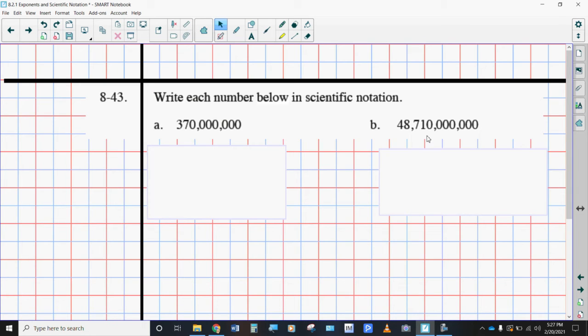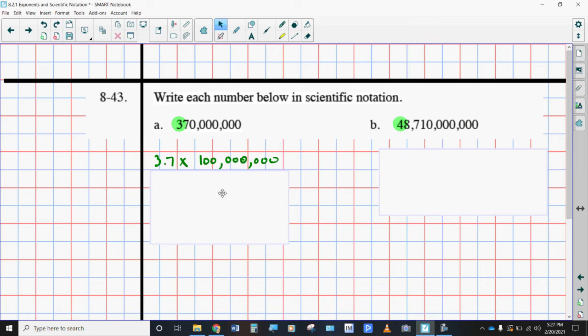All right, copy down these two numbers and let's put them into scientific notation. Now, my recommendation is to start by identifying what place the leading digit is in. Once you know what that place is, then you can rewrite this as a decimal number times a power of 10 that is not yet written as a power with an exponent. Okay, so this is 370 million. So this number must be 3.7 times 100 million, right? Because that 3 is in the 100 millions place.